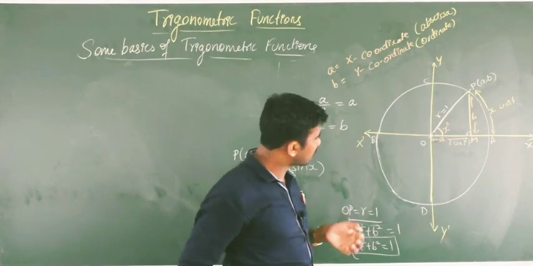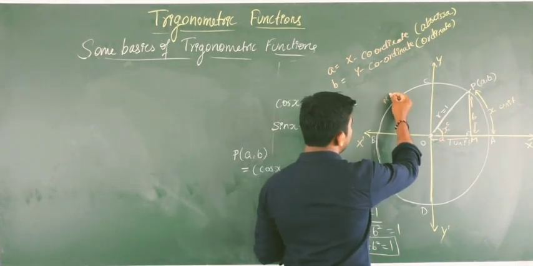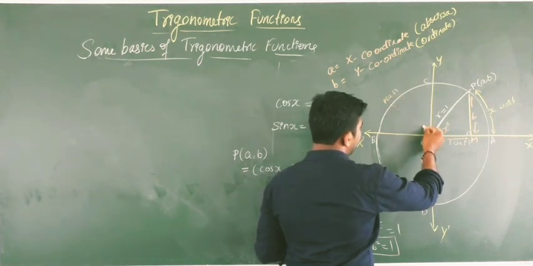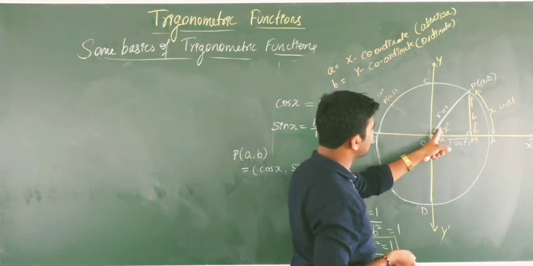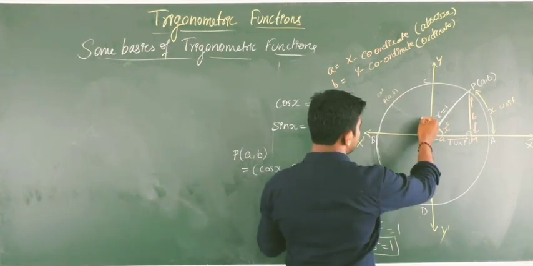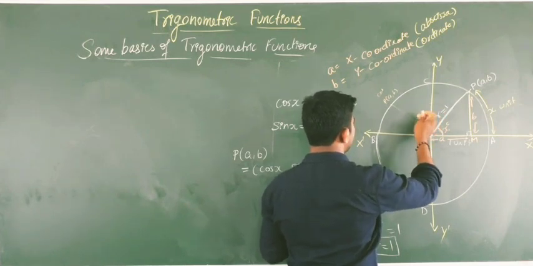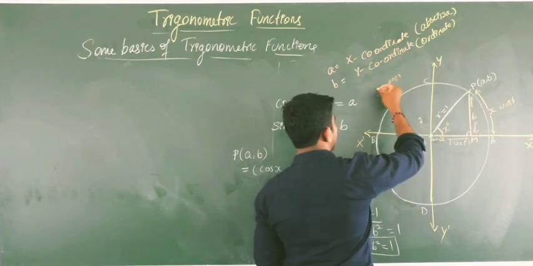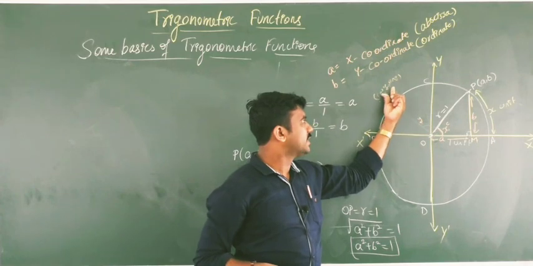Now suppose if we consider the point P here, with coordinates a comma b. So to find the coordinates of this point, that is nothing but cos with this angle. Suppose this is x dash, or consider y as an angle, so cos y comma sin y. Okay, cos y comma sin y is the coordinates of this point.